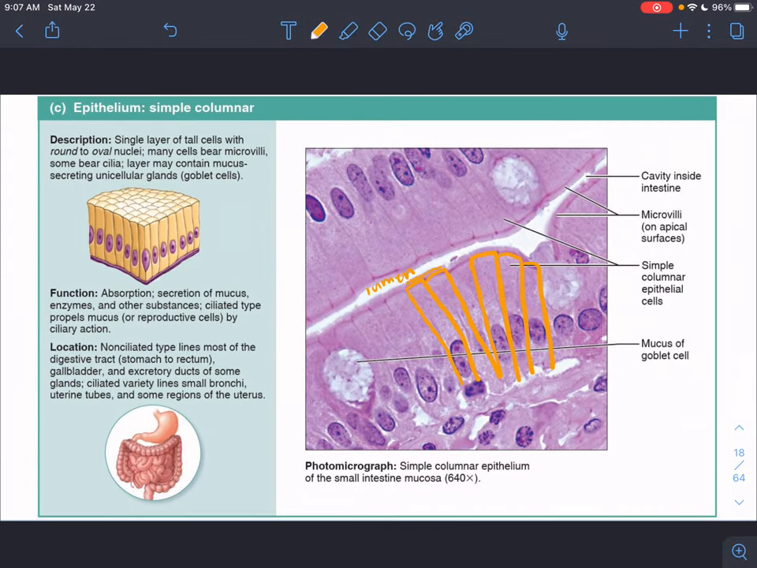Okay, we're also going to see within simple columnar some goblet cells, and those are going to be secreting mucus. Okay, which we'll talk about those cells a little bit more in a second. This is lining the small intestine, this particular one.